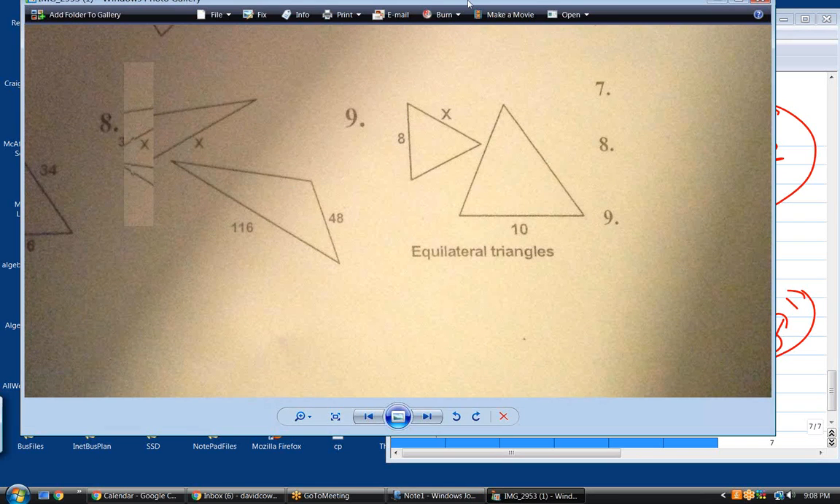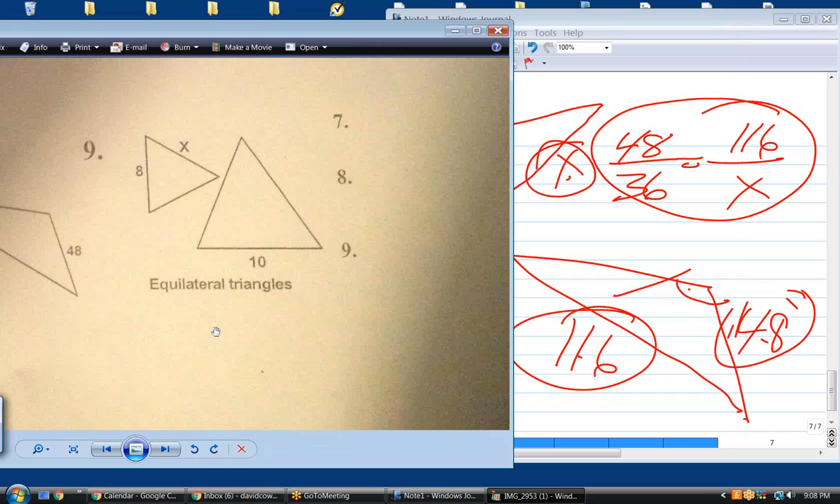And the last one is 9, equilateral triangles. What is x? What's the definition of an equilateral triangle? Equilateral, all lengths are the same. What's x? 8. That's all we need to know.